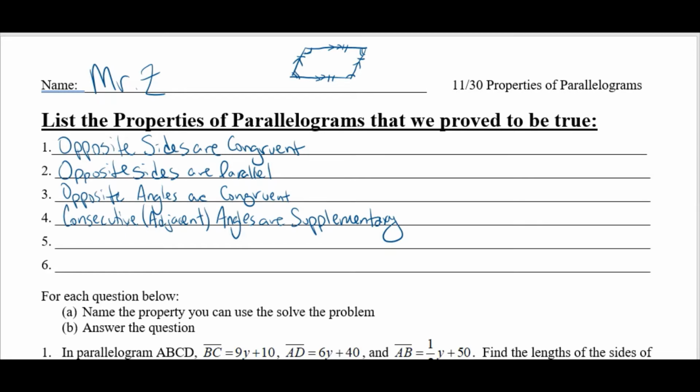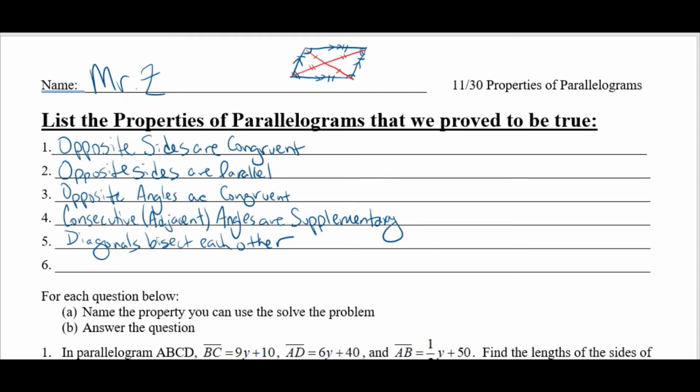And the other one that is going on here is that if you connect the lines going from corner to corner, these lines are called the diagonals. These lines are going to cut each other in half. Okay, they're going to bisect each other. All right, so the diagonals bisect each other.